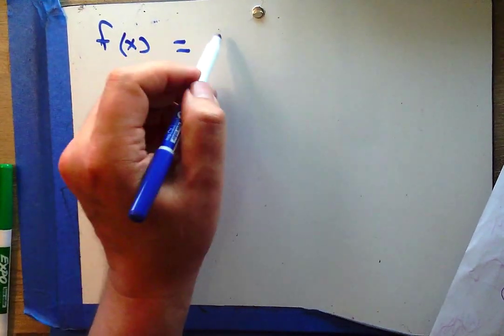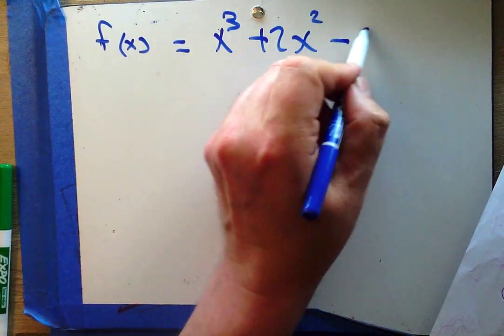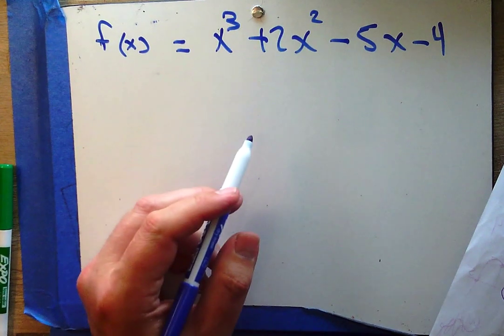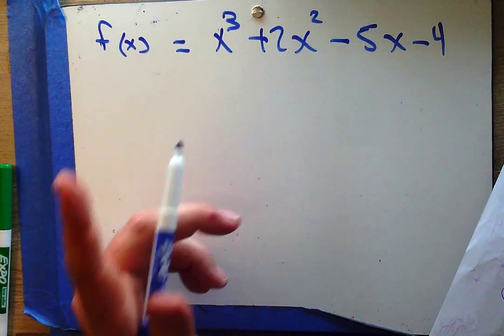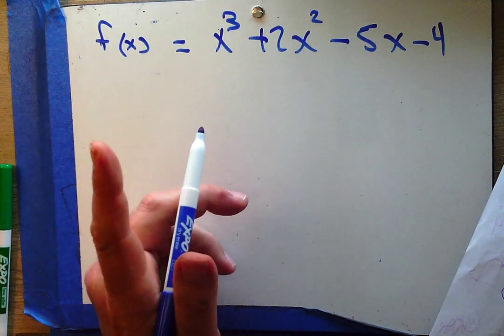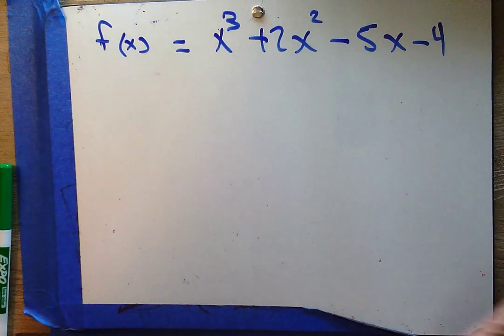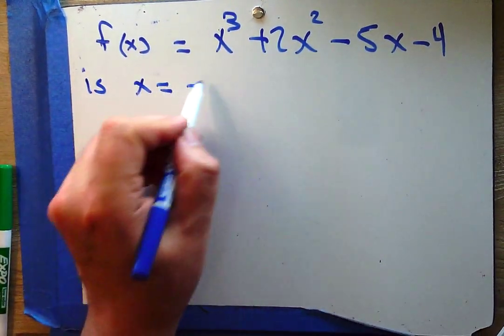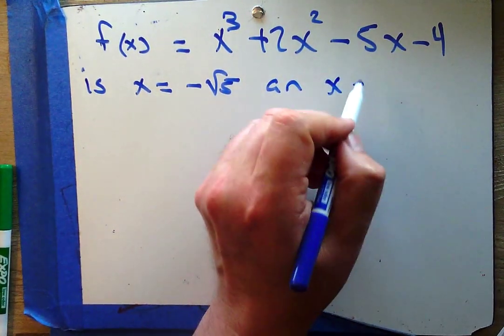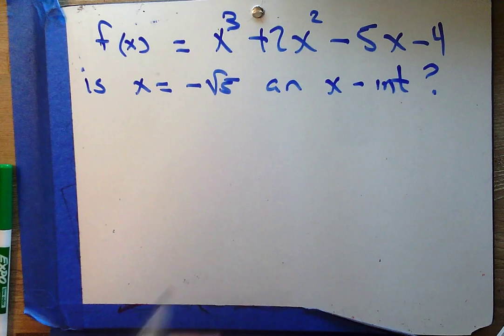All right. So I practiced doing some division with the radical there. Did you? So let's take a look then. x to the third plus 2x squared minus 5x minus 4. I think you'll like this a lot better. I don't actually know if these first two are x-intercepts. Well, the best way to find out is you do the problem and let me know. Okay, so with this f of x, is x equals negative root 5 an x-intercept? All right, go find out.